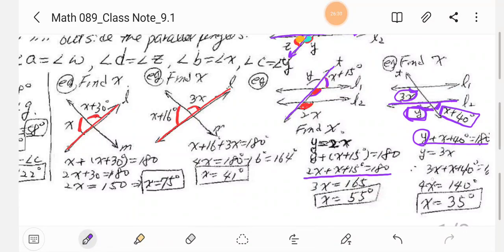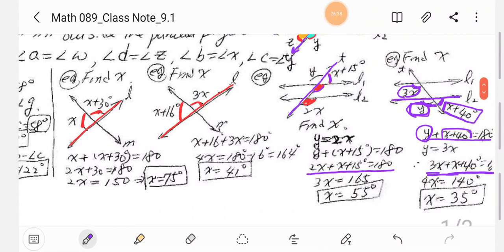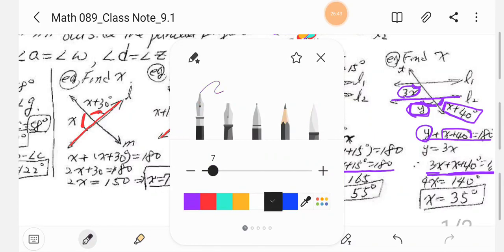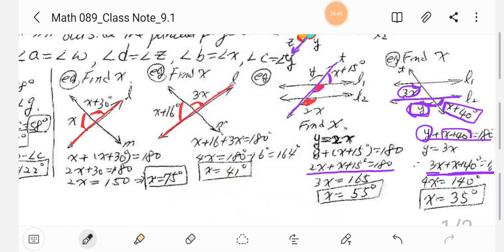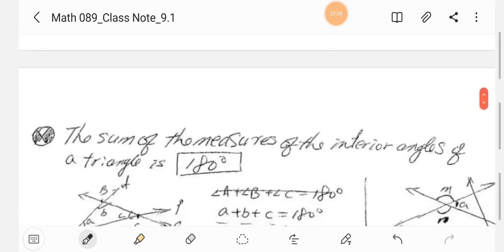So replace y with 3x, and then x plus 40 is over here. That is 180, right? I can write it here, 180. Can you see it? So this is equal to 180. From this equation, solve for x. Then x will be 35. Okay, next.